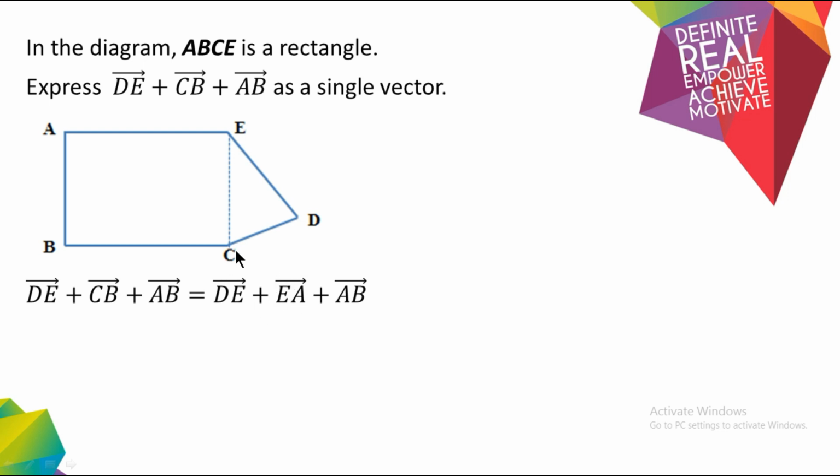This is vector CB from C to B. This is vector EA from E to A. Since they have the same magnitude and the same direction, CB equals EA. So from here, we know the terminal point of the first vector meets the initial point of the second vector, and the terminal point of the second vector meets the initial point of the third vector. We can express these three vectors as a single vector, which is vector DB from D to B.